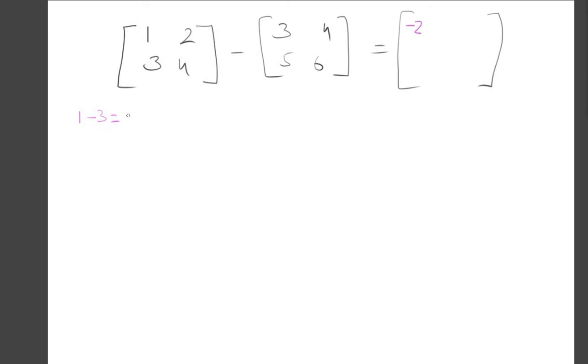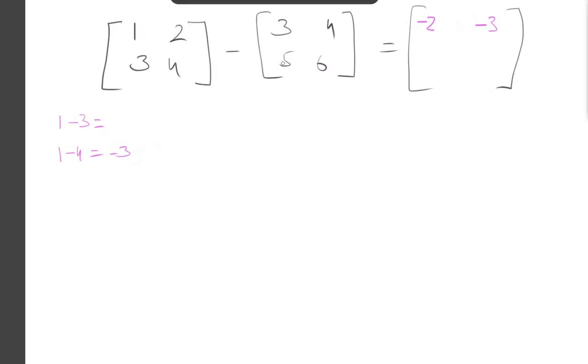Great. Next one, 1 minus 4. What's the answer? 2 minus 4? -3. Yeah, makes sense. This is -3. Wait, why isn't it 2 minus 4? Ah, my bad. Yeah, correct. Thanks for that. So it's 2 minus 4. Correct. Thanks for correcting. So it is -2. Makes sense? All right.